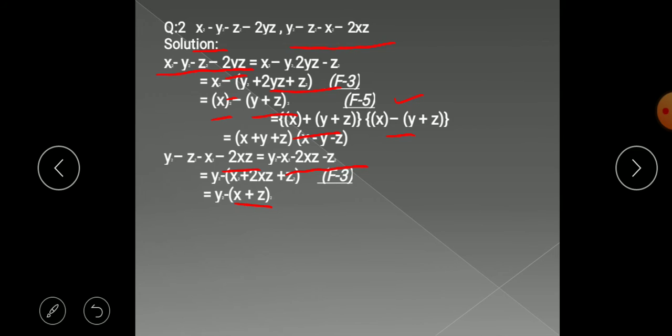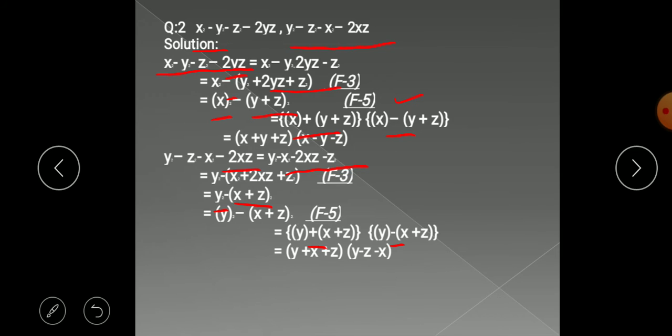Okay, and already here we have y square. Now again we see that there are two perfect squares having negative sign, so we will apply here formula number 5. And formula number 5 says we have first of all transformed it, and after transformation we have written it down into plus and negative form. So it has given me x plus y plus z and y minus z minus x.